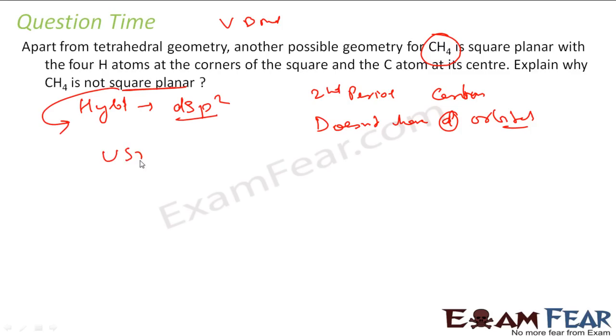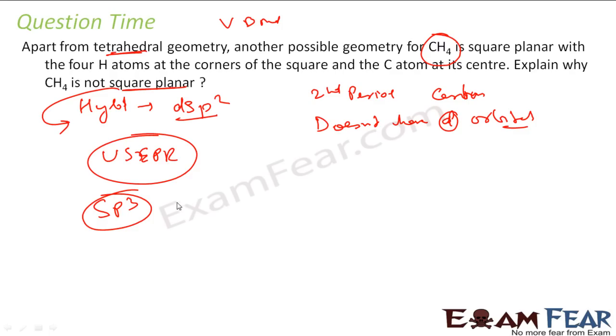Also, my VSEPR theory also supports the structure of my CH4 to be tetrahedral, right? And with valence bond also, we see that in CH4 carbon goes for sp3 hybridization and it has tetrahedral shape.